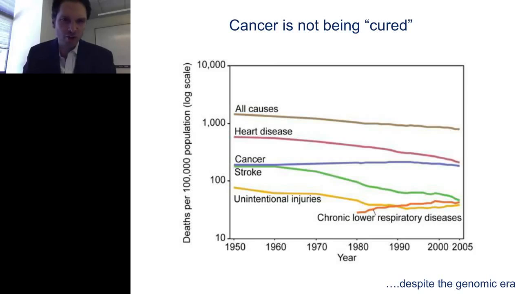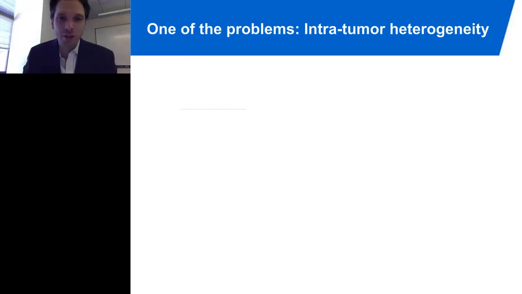All right, so as everybody probably knows, within cancer, cancer is not being cured. Despite the genomic era, we see that cancer deaths in the Western world at least stay very stable. There are several factors to that, and of course now with immunotherapy and targeted therapies, a lot of breakthroughs are expected. But one key aspect in cancer, really one of the reasons that cancer is so difficult to treat, is intra-tumor heterogeneity.